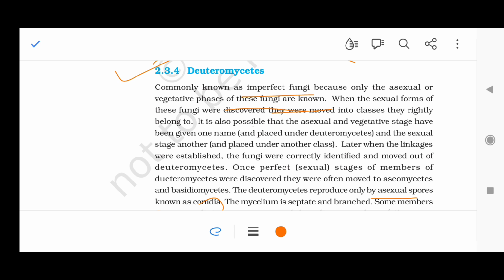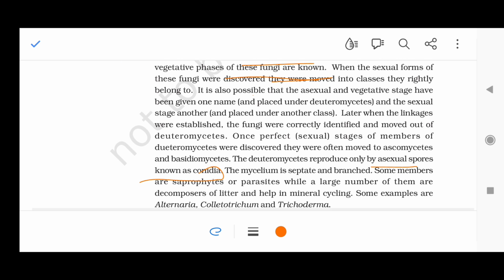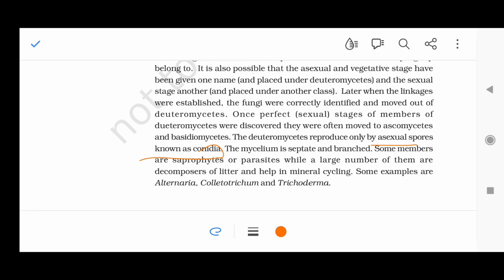So basically, when the sexual forms were discovered, they were moved out of the Deuteromycetes and put into other classes because of other characters. For example, once perfect sexual stages of members of Deuteromycetes were discovered, they were often moved to Ascomycetes and Basidiomycetes. The Deuteromycetes reproduce only by asexual spores, that is known as conidia.